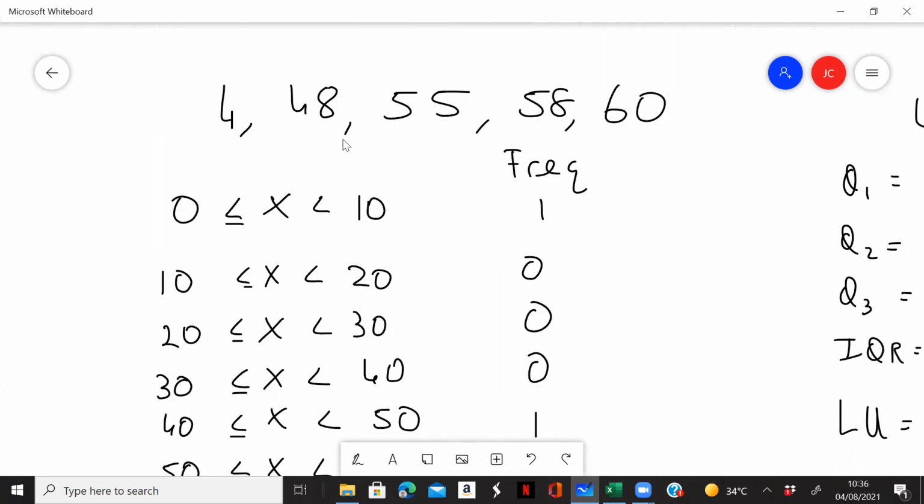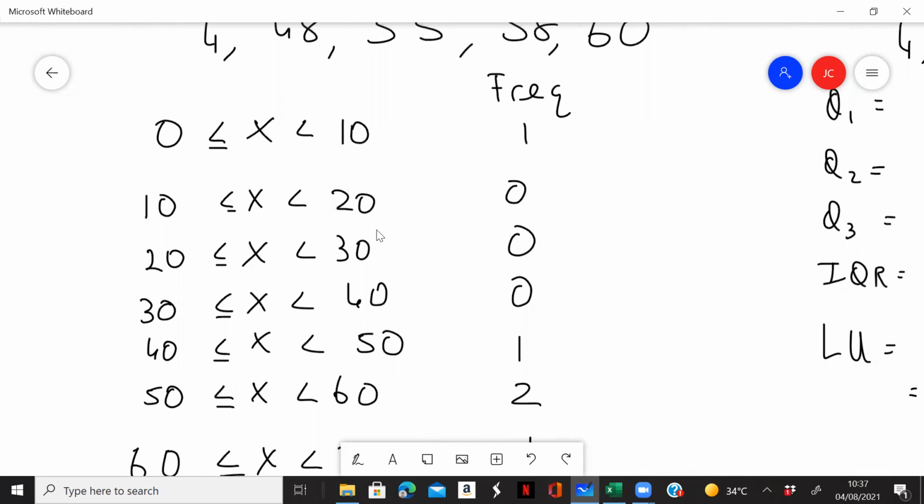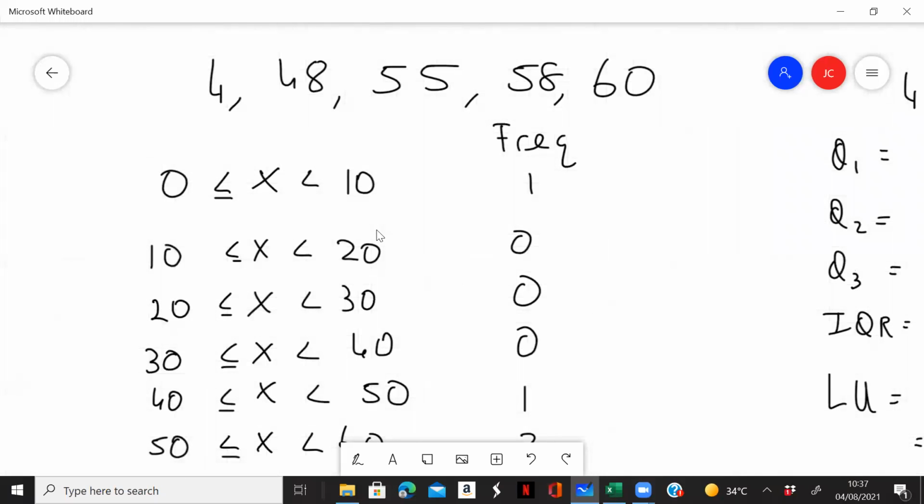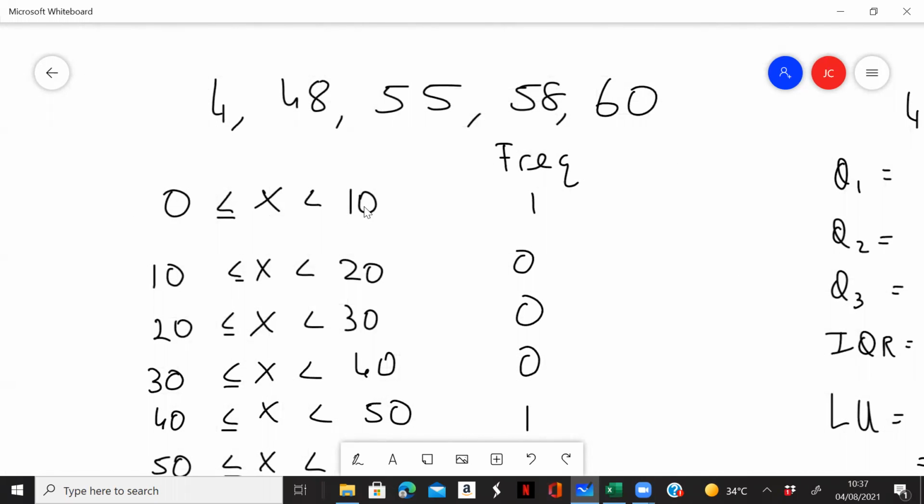In other words, how many numbers, how many marks do I have between 0 and 10? So what I'm going to do is take the minimum to the maximum, 60, and divide this set of data in between these partitions or these categories. That's why I started with 0 and 10. So I said, okay, my x is my number. How many data points, how many numbers do I have between 0 and 10? And as you can see, I have only one, this 4.